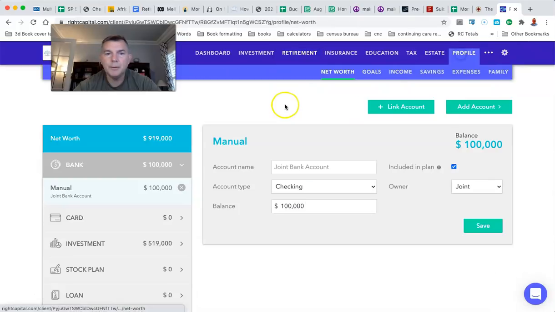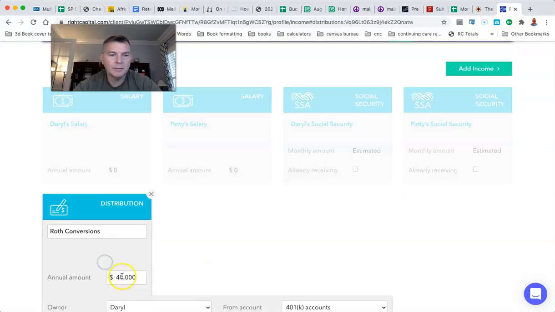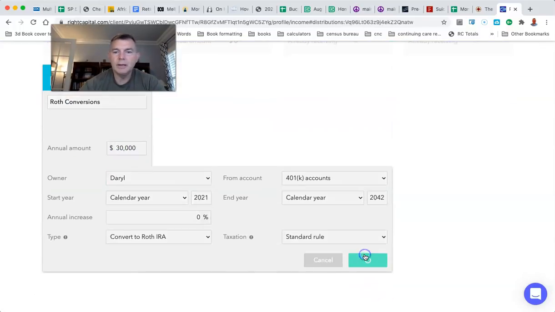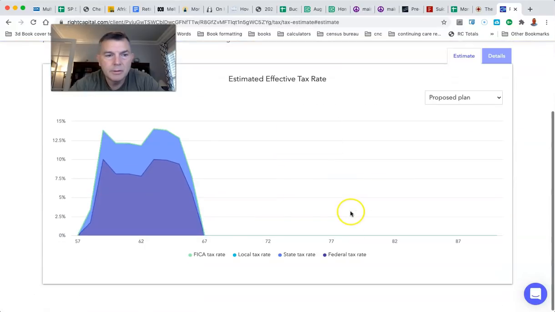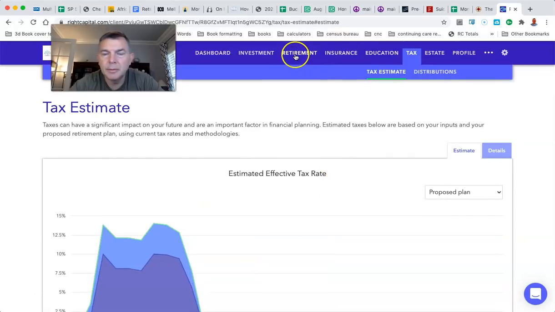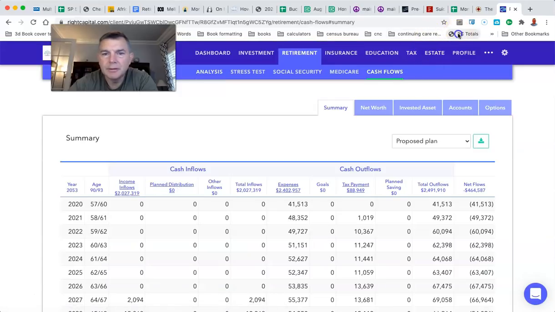So let's go to profile. And I think what we're going to do, instead of 40,000, we're going to do 30,000 to pay less taxes on our front end. By the time we take Social Security, my thought process is everything will be in a Roth. There'll be no tax due. Yeah, it's a little bit better. All right, good. I like that. Bear with me just a second. Let's click this guy. Oops, gotta go to cash flows. Yeah, that's probably the way to go right there.